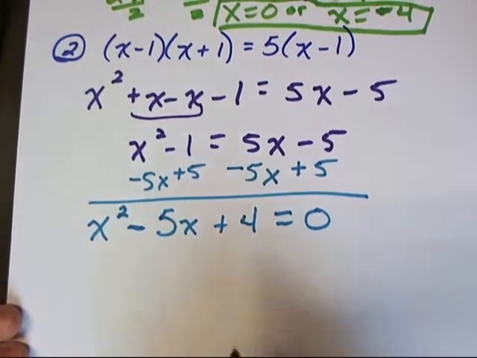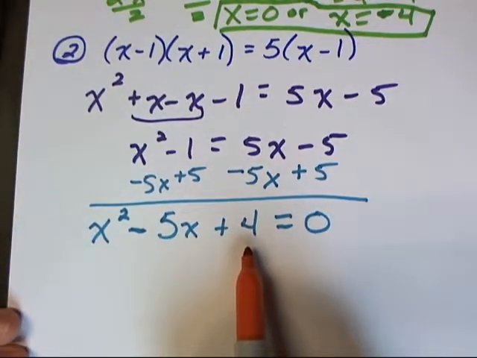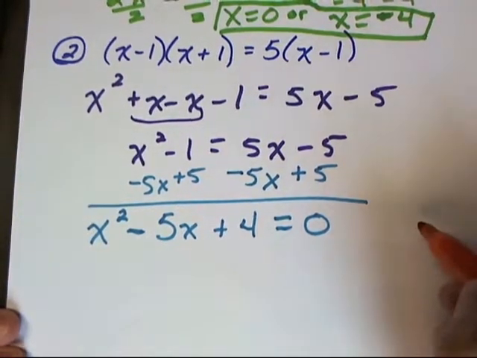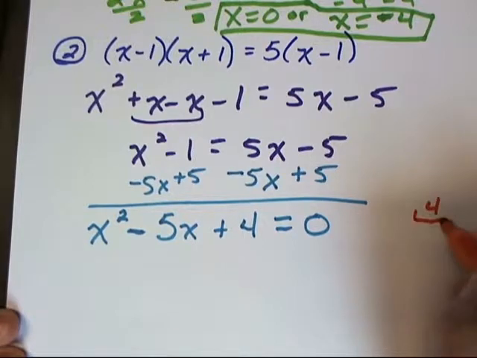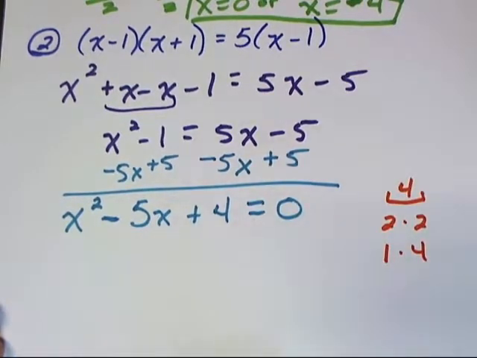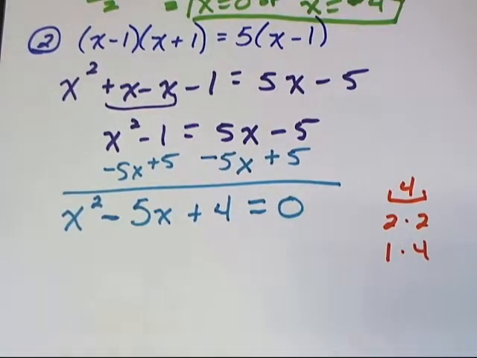Now we look to see if it's factorable. Do I have two numbers that multiply to a positive 4 and add to a negative 5? Well, to multiply to a positive 4, I have either 2 times 2 or 1 times 4. Of course, with it being a positive 4, they are either both positive or both negative.